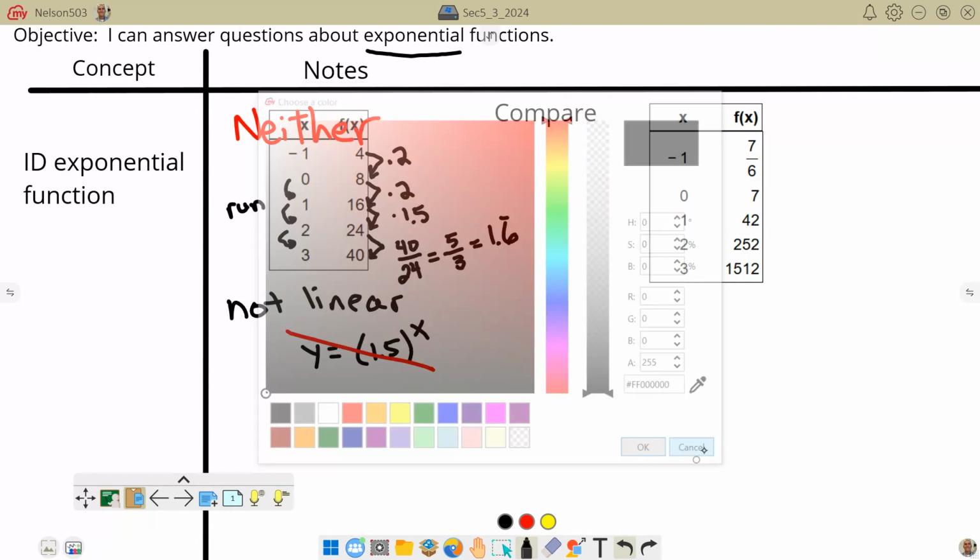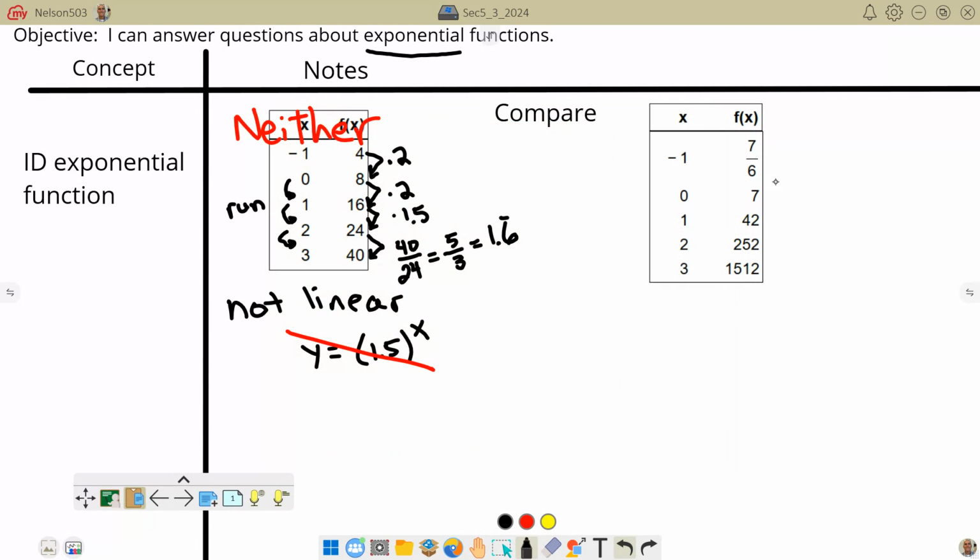So let's go over here and let's look at one of these guys. Well, it starts off kind of confusing, like 7/6, but how do you get from 7/6 to 7? Well, it looks like if I took 7/6 and I multiplied it by 6, the 6s would cancel out and I get 7, right? Okay, how do I get from 7 to 42? Okay, so 7 times 6 would give me 42.